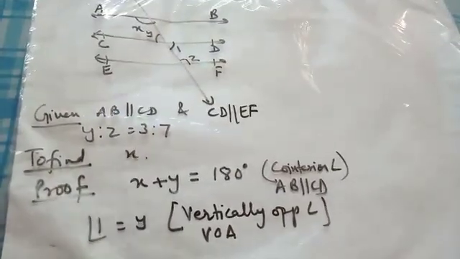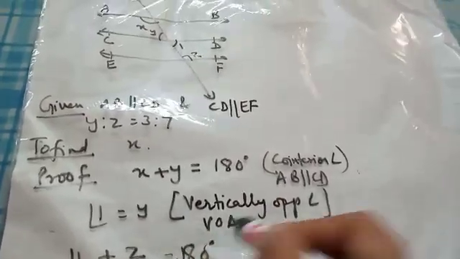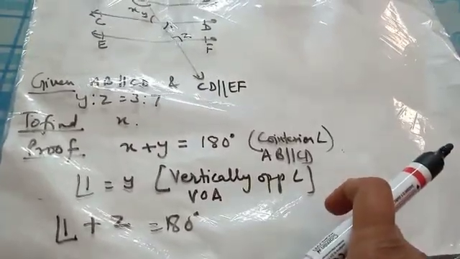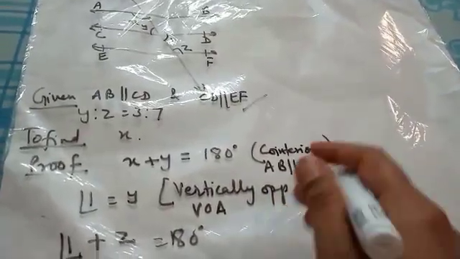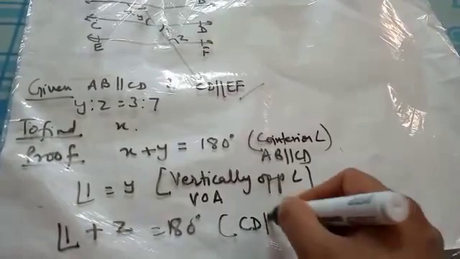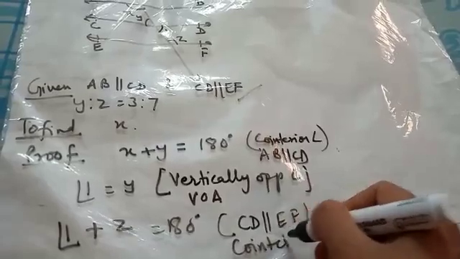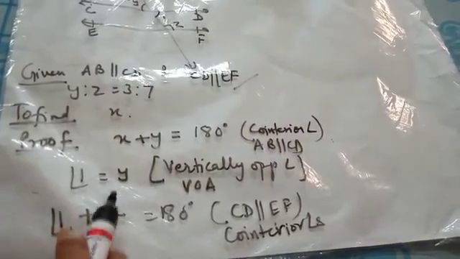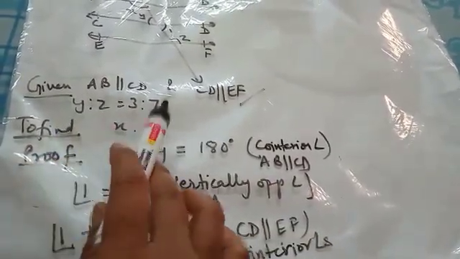Now again I am writing 1 plus z is equal to 180 degree. What's the reason for writing 1 plus z is equal to 180 degree? The reason is CD is parallel to EF, and again they are co-interior angles. So I am writing CD is parallel to EF and they are co-interior angles. Right. Now if I know 1 plus z is equal to 180, 1 is equal to y, somehow I have to find out the relation. What is the relation? y is to z is 3:7.